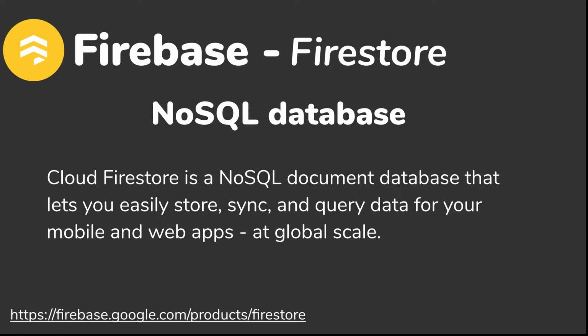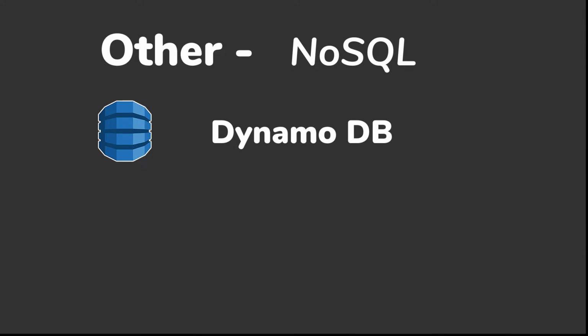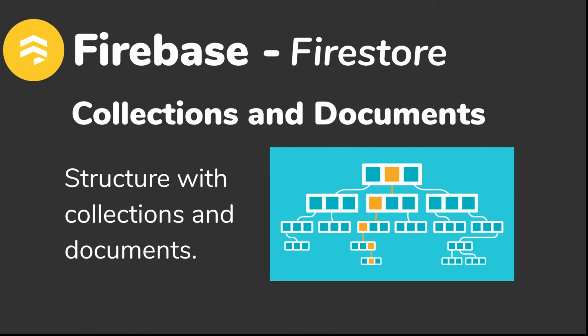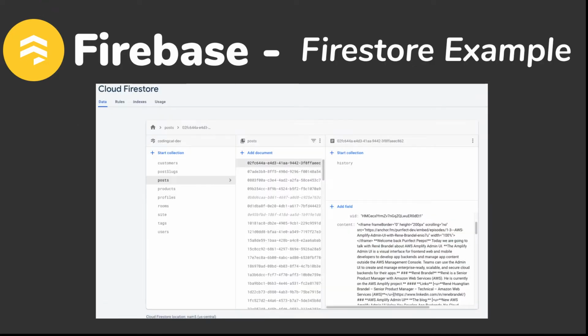The difference between something like DynamoDB or MongoDB and Cloud Firestore is that document part. Documents are held within collections. So you can structure your data with every collection having documents within it, and each document can have a collection of its own. Here's an example. You'll notice in this example, we have posts as a collection, and a post document has this long ID. That post document also contains a history collection.